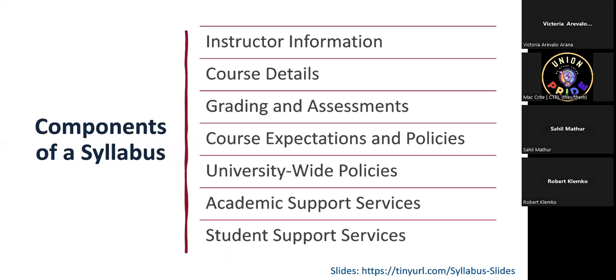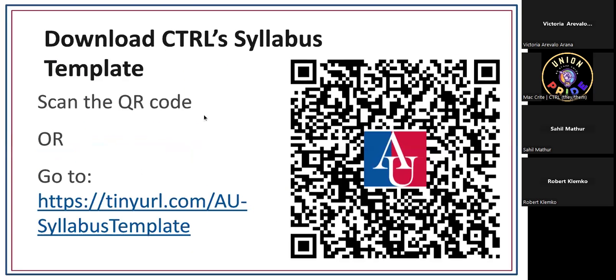Some of those student support services or the academic support services may be relevant for your class, but they may not. So there's a writing lab, which is likely relevant for lots of folks' classes, but there's a math and statistics tutoring lab, which if you're not teaching math or statistics, you probably wouldn't want to include that support on your syllabus. So with that in mind, we do have a syllabus template, like I mentioned.